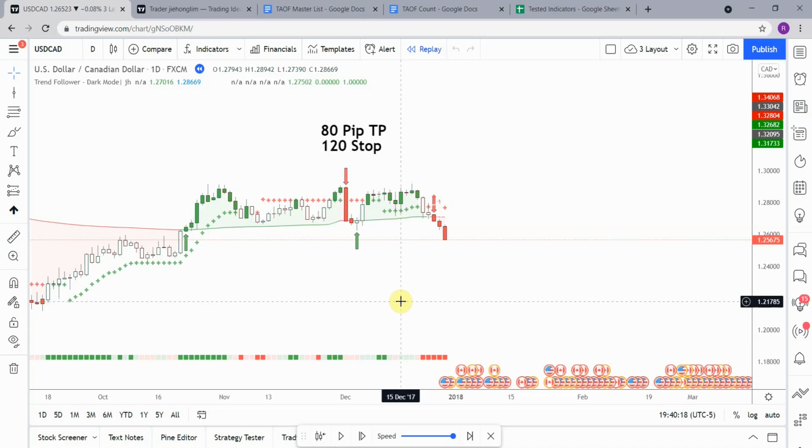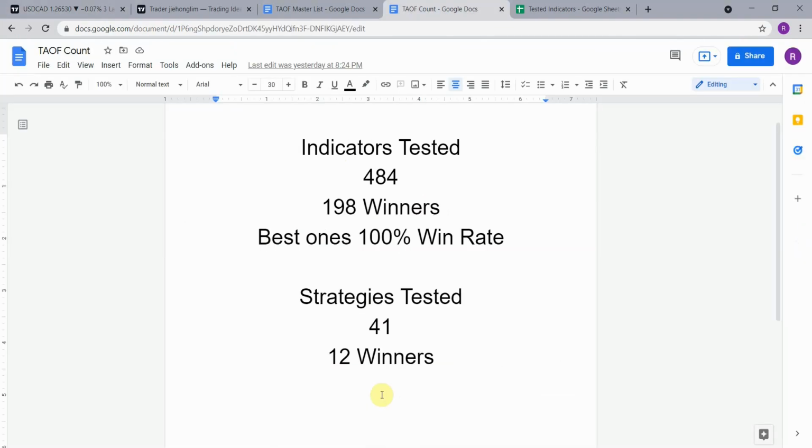Alright, as I said, today we will be testing the trend follower indicator. Before we do though, I wanted to put the testing scoreboard up for everyone to see. So to date, we have tested a total of 41 different strategies, with 12 of them being winners. We've also tested a total of 484 indicators, with 198 of them being winners. The best ones so far were able to achieve a 100% win rate.